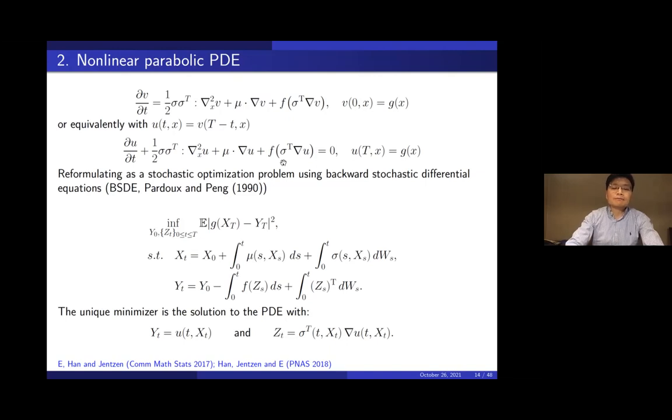And we prefer the terminal value formulation because it is easier to write down some sort of stochastic reformulation of this. So I claim, and this was actually proved by Pardoux and Peng, that this PDE problem is equivalent to this very much like stochastic control problem. So we're minimizing the mismatch between the terminal value and the value of the Y process. And the Y process satisfies this so-called backward stochastic differential equation.